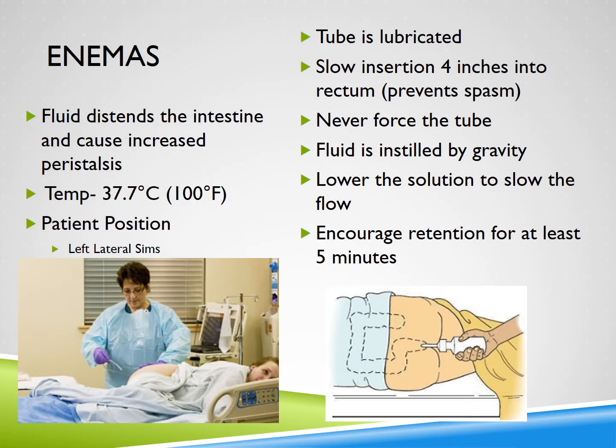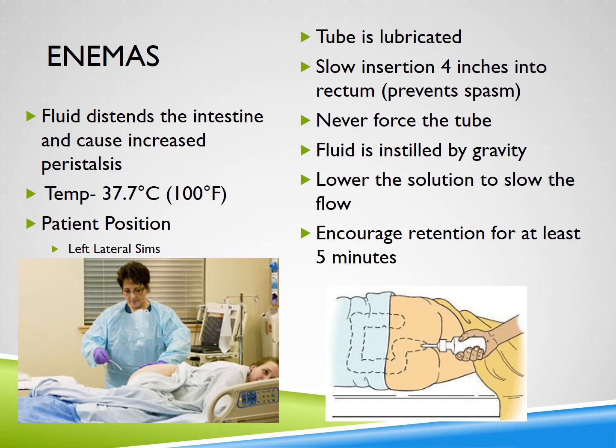This slide is showing you the different ways of doing an enema. One type of enema is a Fleet's enema. That is done with a small ball that you can see over on the right side of the slide. It distends the colon and increases peristalsis. It has a medication in it, so it also helps eliminate stool.